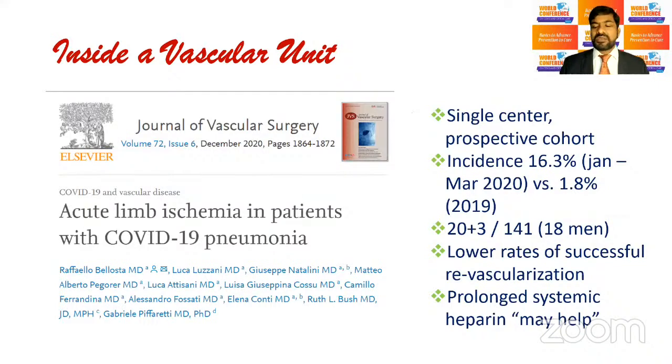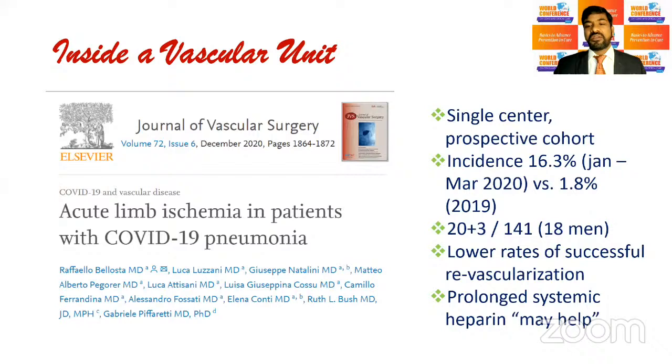literature. Now, this is one of the relatively larger series with close to 20 patients with COVID and acute limb ischemias from a vascular surgical unit. So they go on to say that the incidence of acute limb ischemia went up by at least 9 times or 10 times compared to the pre-COVID period. You can see there, January to March in 2019, the incidence of ALI was something like 1.8 versus 16.3 in 2020. So that's a 9 times jump.